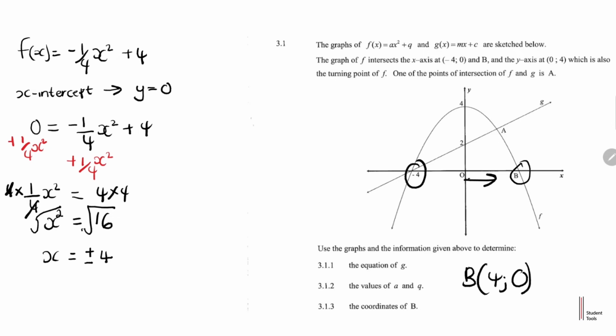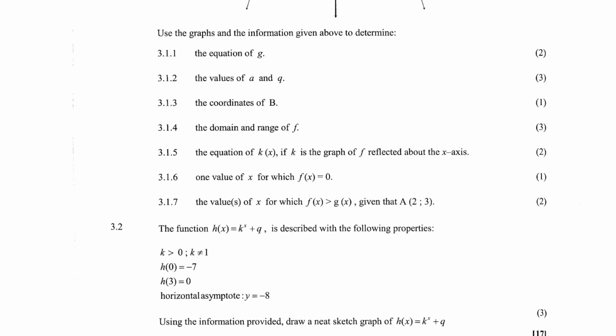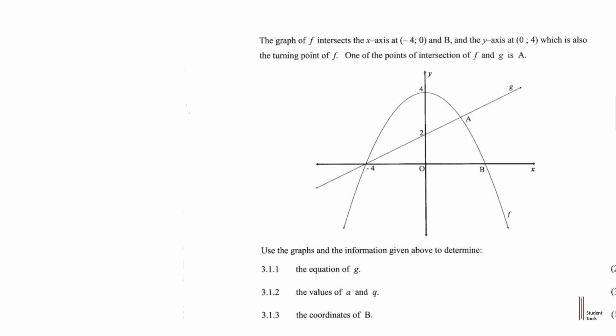All right, now we are done with 3.1.3. Let us move on to 3.1.4. And 3.1.4 says, use the graph and the information given above to determine the domain and the range of f. Okay, let us first define these terms, domain and range. So what is a domain?